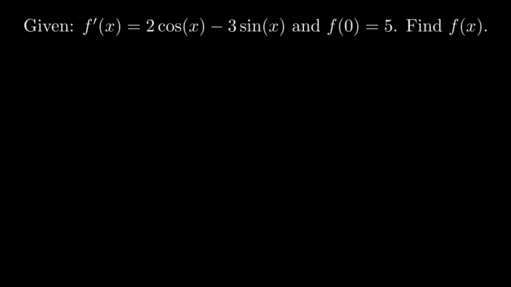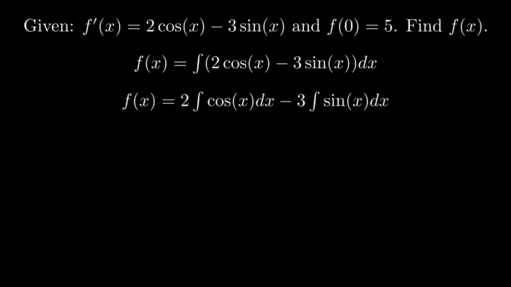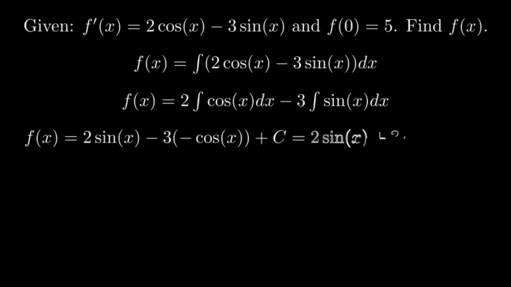First, we integrate f dash of x to find f of x. We can integrate term by term. The integral of cos of x is sine of x, and the integral of sine of x is negative cos of x. Now we use the condition f of 0 equals 5 to find c.